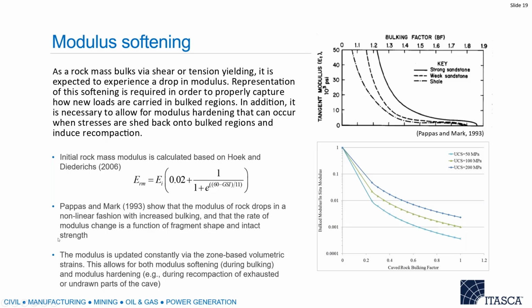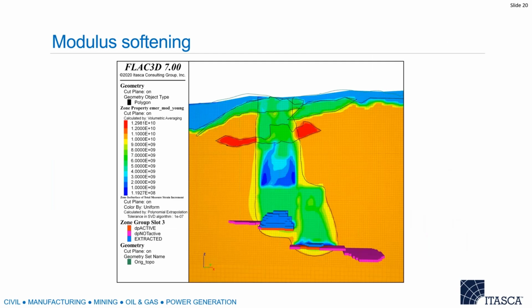And remember that this modulus is constantly being updated via the zone-based volumetric strain, to allow for stresses being shed away from the very soft zone, or being attracted again when recompaction happens. This is an example of another cave to show the modulus softening.